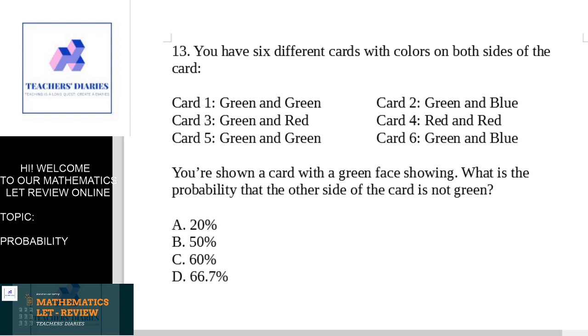You're shown a card with a green face showing. What is the probability that the other side on the card is not green? A. 20%, B. 50%, C. 60%, D. 66.7%.